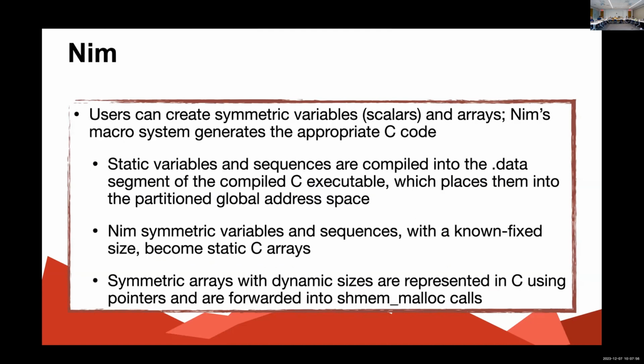So users can create symmetric variables, scalars, and arrays. We've got two forms of symmetric arrays, right? One where you know how many elements are in it ahead of time, and then one where you have to compute it dynamically by making shmalloc calls. And we got both those types of things handled in the implementation.